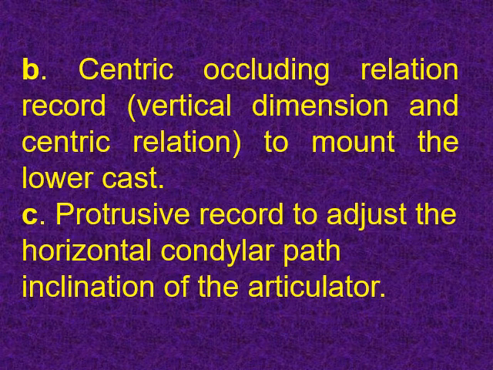B. Centric occlusion relation, which includes the vertical dimension and centric relation to mount the lower cast. And finally, protrusive record to adjust the horizontal condylar path inclination of the articulator.